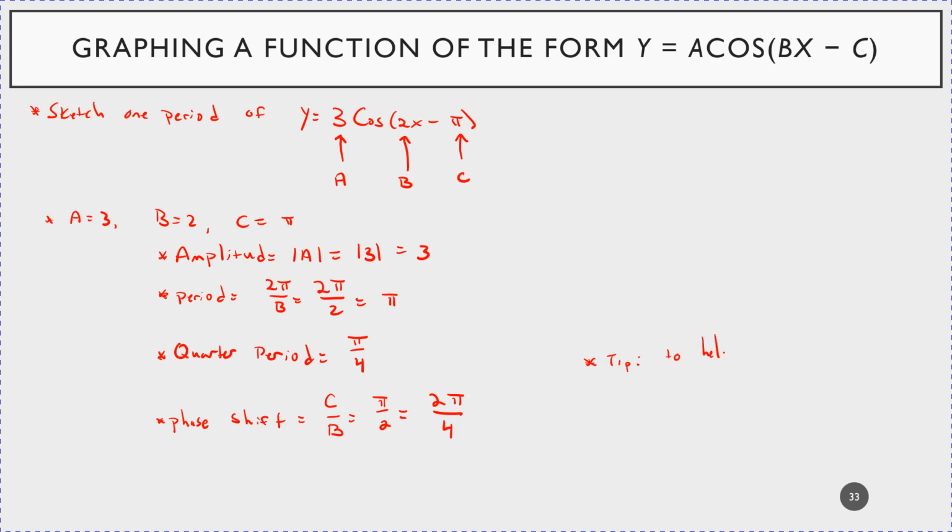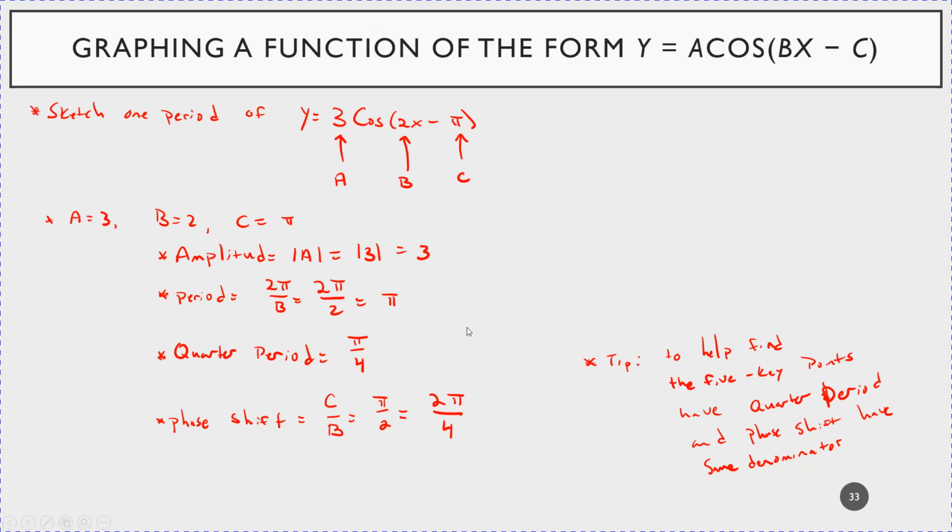So to help find the 5 key points, have quarter period and phase shift the same denominator. On the next slide, I'm going to find the 5 key points. Here, you're going to start at this new phase shift, and then we're going to add quarter periods.